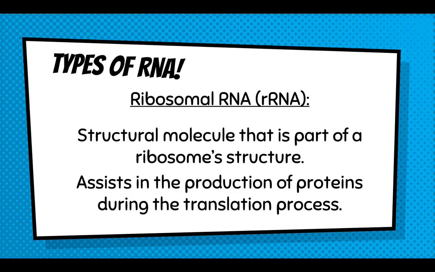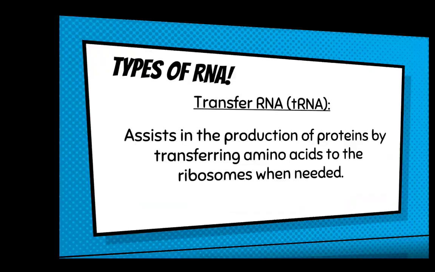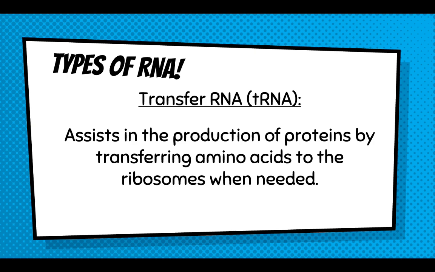The second type of RNA is ribosomal RNA. This is a molecule that makes up the ribosome, that protein building unit. It helps to make proteins during a process called translation that we'll get into a little bit later. The third type of RNA is transfer RNA. All of these we refer to in abbreviated form: messenger is mRNA, ribosomal is rRNA, and transfer RNA or tRNA helps to transfer amino acids to the ribosomes when they're needed.